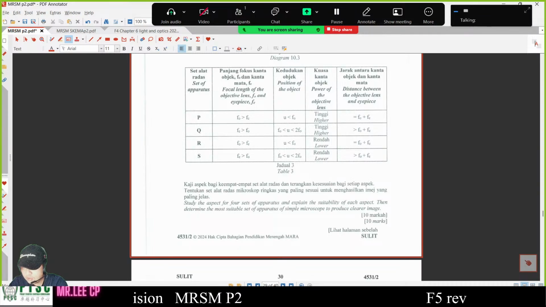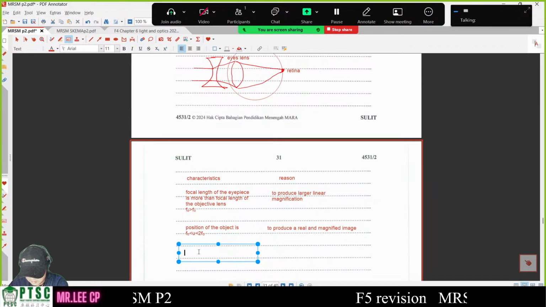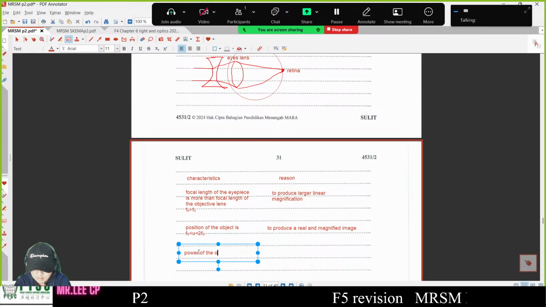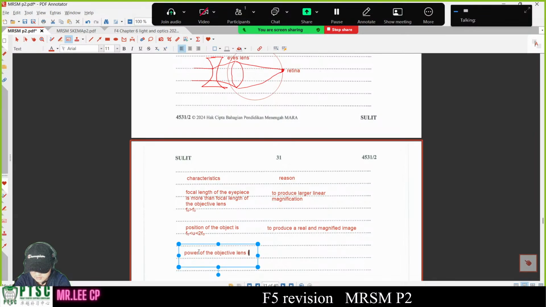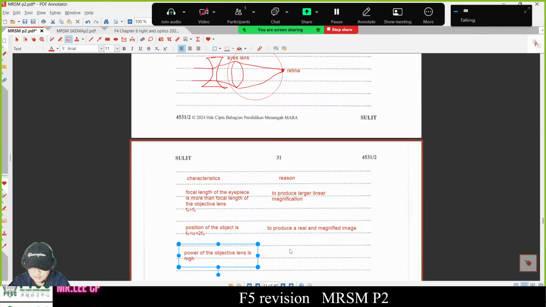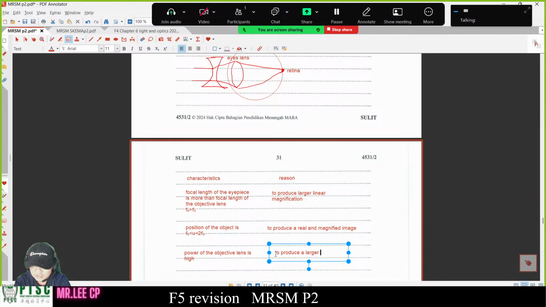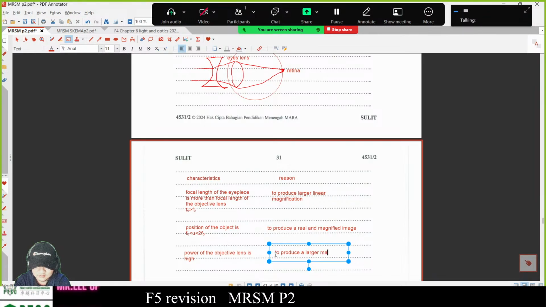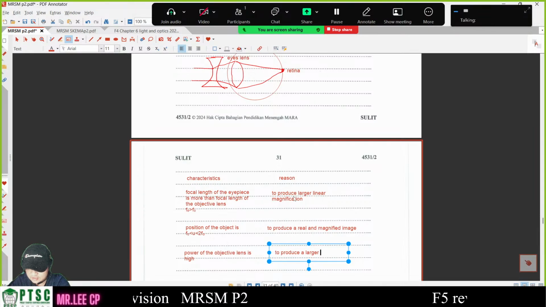Next one, the power of the objective lens is high. Why? To produce a larger linear magnification. Same as this one, right?